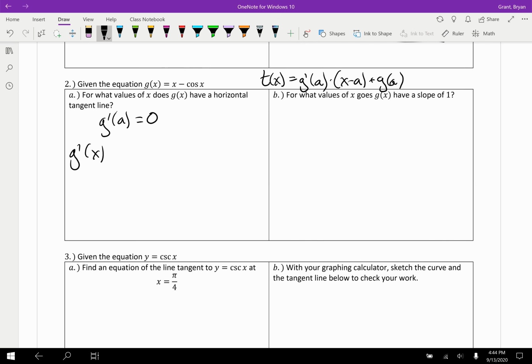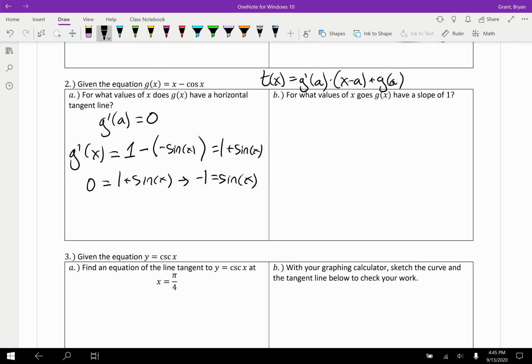So g prime of x, the derivative of x is 1, minus, and then the derivative of cosine is negative sine of x. So that is a little tricky, right? There's a negative and another negative comes out of cosine. So I think this just becomes 1 plus sine of x. Well, we want to know what x value generates a value of 0. So 0 equals 1 plus sine of x, and we can solve. This tells us that negative 1 equals sine of x.